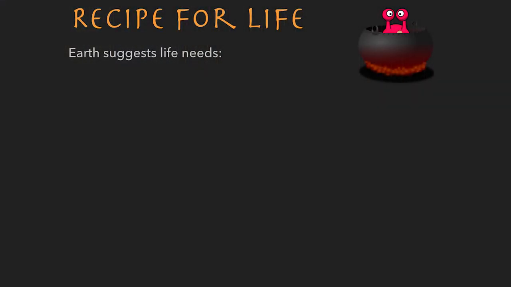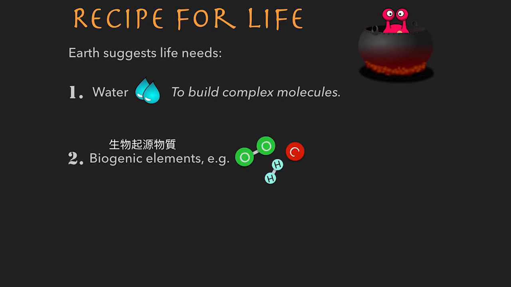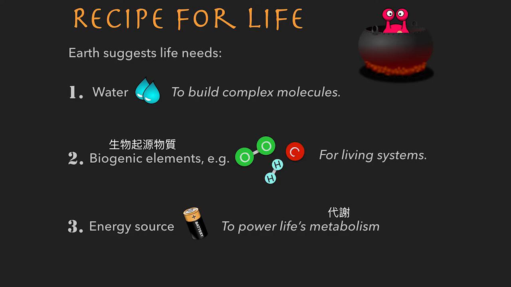But assuming we find this biosignature, where might we find life that wasn't Earth? Well, according to Earth, the life recipe requires three things. It requires water for our biological reactions to build up our complex molecules. It requires biogenic elements, so the elements of life, carbon, hydrogen, oxygen, for living systems. And it requires an energy source, something to power life's metabolisms. So where might we find environments that are different from ours, but might still have these key ingredients? Well, one exciting possibility is actually Europa, one of the moons of Jupiter.